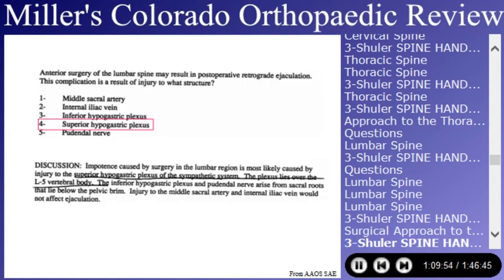Which one is it? Anterior surgery lumbar spine may result in postoperative retrograde ejaculation. What structure? Superior hypogastric plexus. Please know that. Lies over L5. Okay, so your anterior interbody fusions. Be very careful about that.